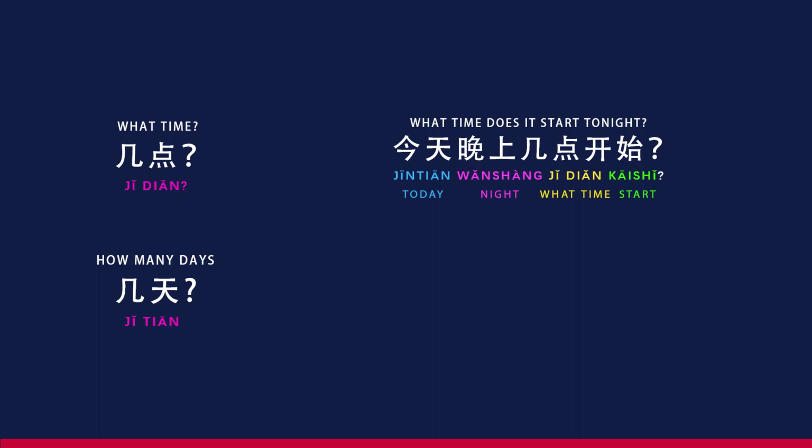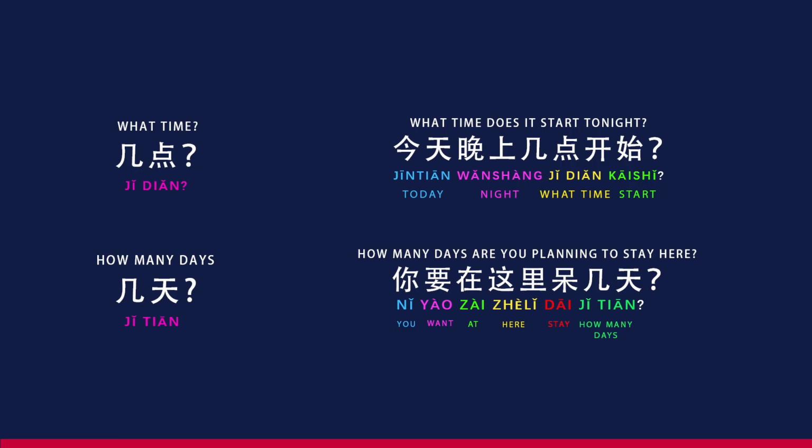几天？ How many days? Use this phrase when asking about the specific number of days, such as the duration of a trip, the length of an event, or any other time-related period, similar to 几天，多少天 also means how many days. Both phrases can be used interchangeably to inquire about the duration in days, offering flexibility in expressing this particular question. Moving on to examples, what time does it start tonight? 今天晚上几点开始？ How many days are you planning to stay here?